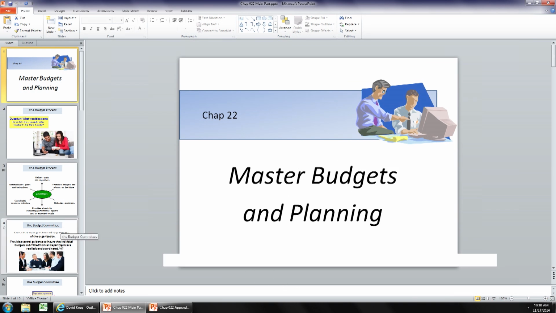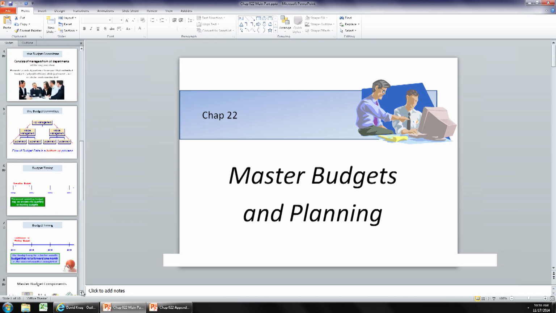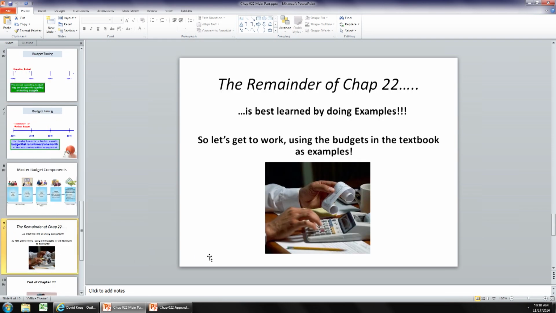Now, in my opinion, the best way to learn budget is to do examples. Okay. So I don't go through a bunch of PowerPoints on budgets. I just don't do that. I think it's very confusing because you can only see a small portion of the budget and the given information at one particular time. Okay. So the PowerPoints that I'll go through for chapter 22 are very, very brief.